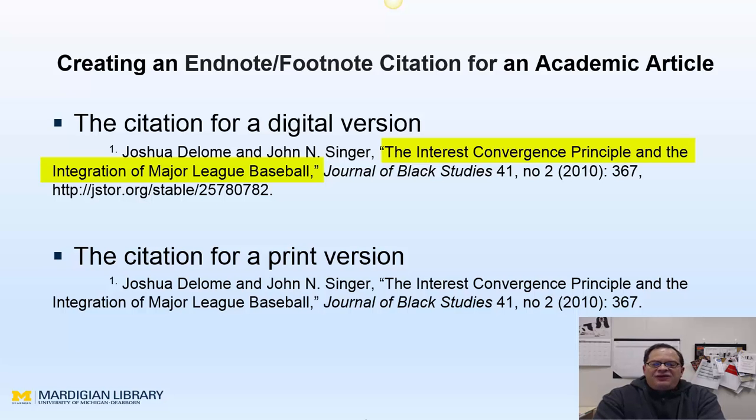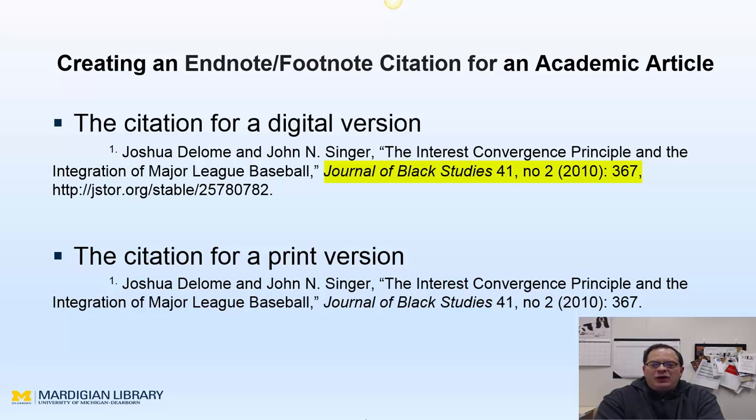In this case, it is the interest convergence principle and the integration of Major League Baseball. And then put a comma before the end quote. And then list the publication the article appears in. In this case, it is the Journal of Black Studies. And then we indicate the volume number, in this case 41, then a comma, and then the issue number, which in this case is 2.